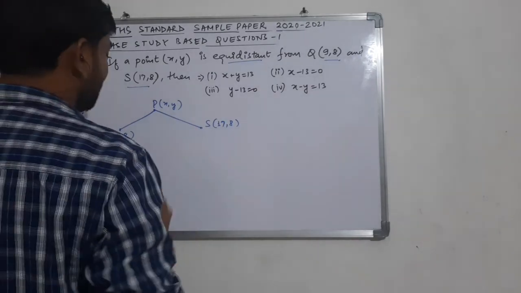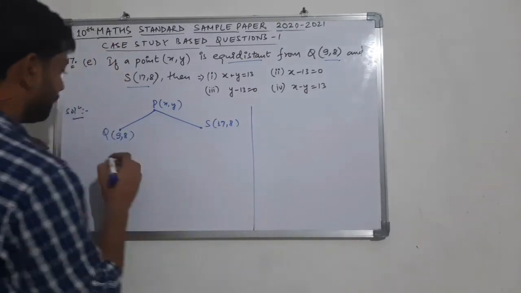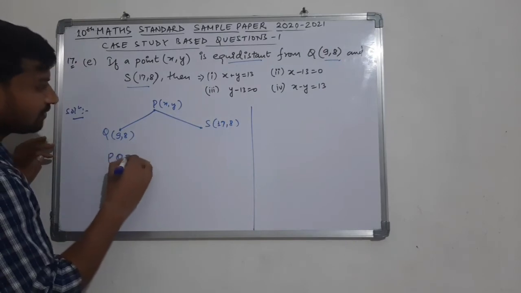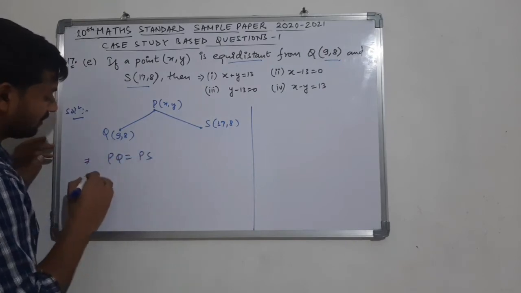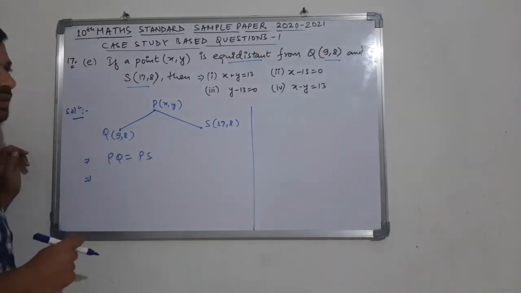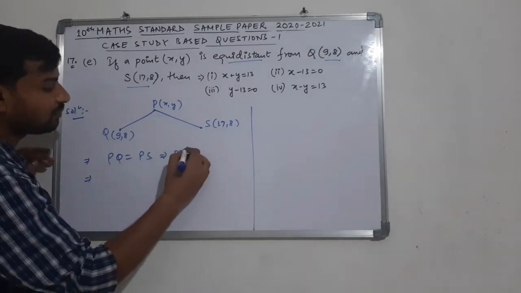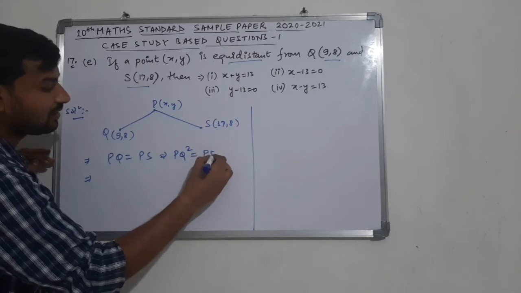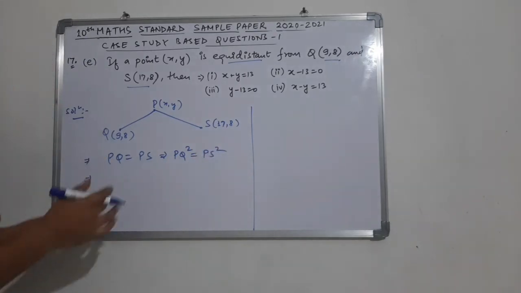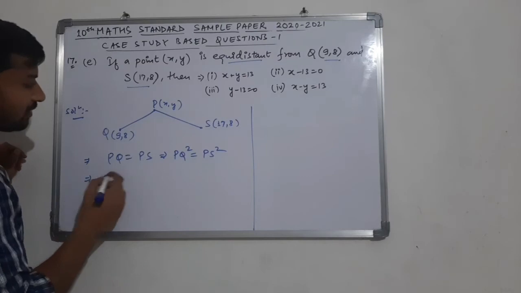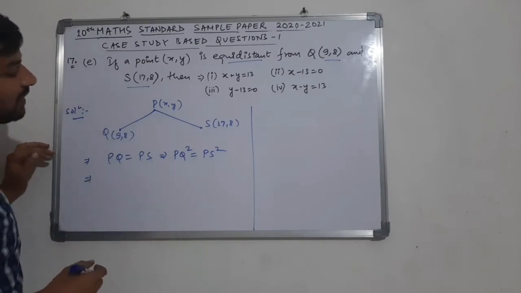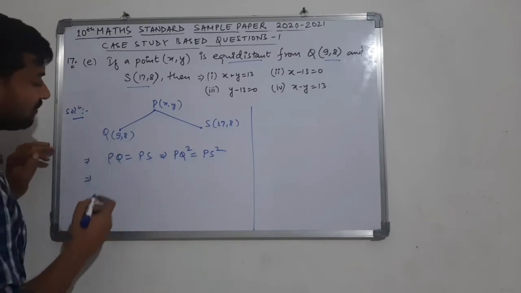So let us start with the information. The distance PQ is equal to PS. It is given to us. So when we use the formula for this, we can square them, because we will be getting a square root sign here. If we square them, they will be equal. So let us apply the formula here. When we are writing PQ, the second point will be considered here.